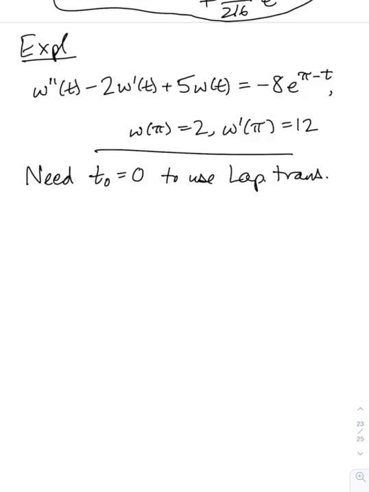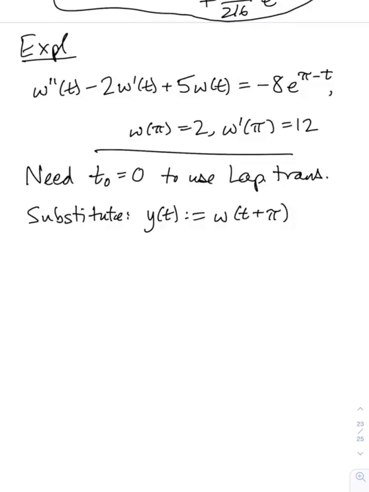So the way that we're going to accommodate this is we're going to make a substitution. So we're going to substitute a new function, y of t, and we'll define y of t to be w of t plus pi. That way y of 0 is going to correspond to w of pi. And that's going to convert our example here into one where we can do what we were doing before.